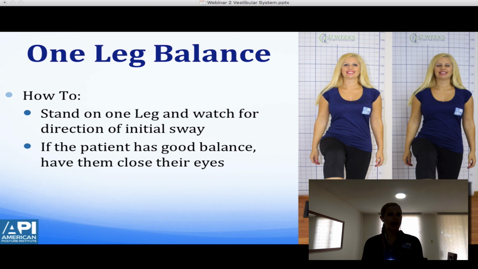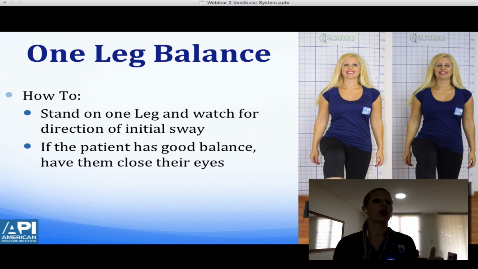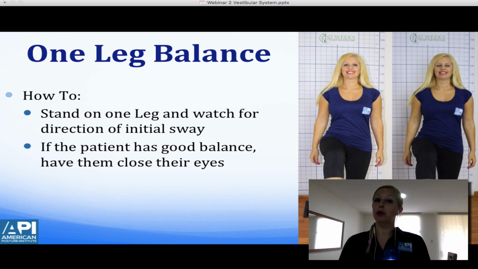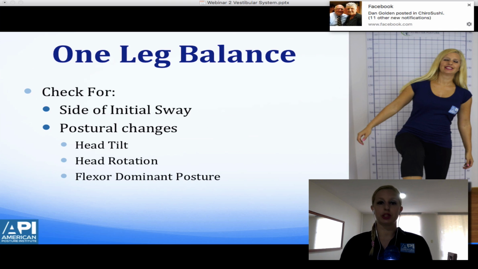Now, if the patient has good balance, you'll get these patients in your office, then have them close their eyes, because once they close their eyes, they're eliminating that visual field of gaze, and it'll be more difficult for them to stand on one leg with proper posture. So this will give you a faster indication which side they're going to lateralize to for their vestibular dysfunction, okay? So you can see that in both of the images there.